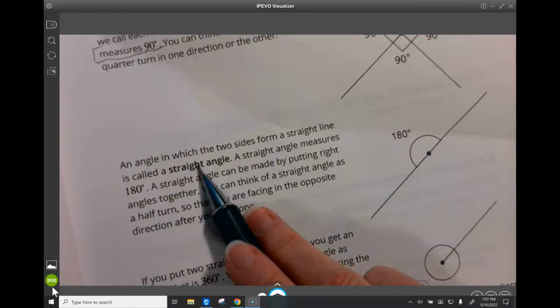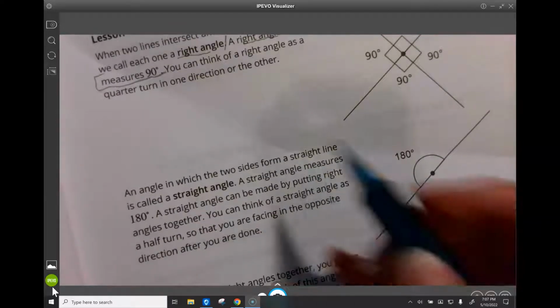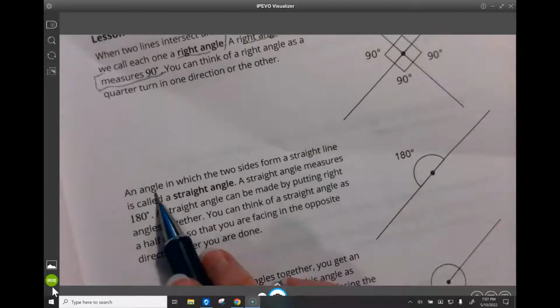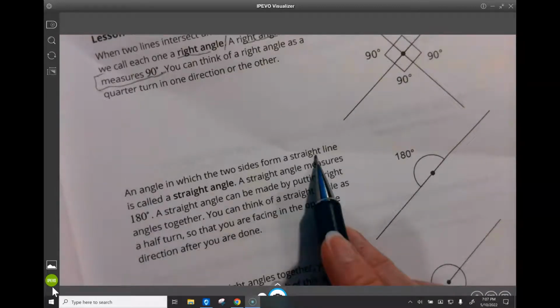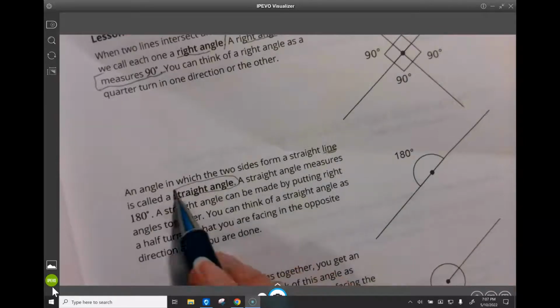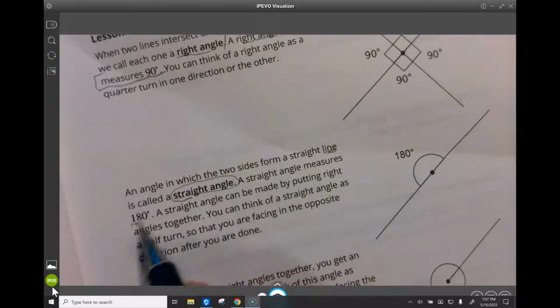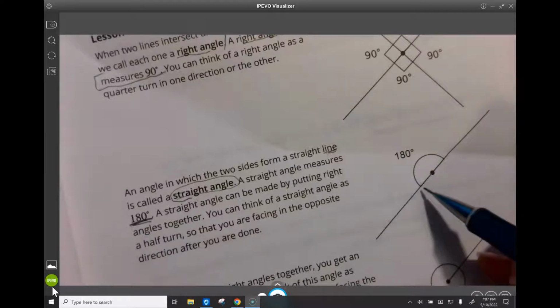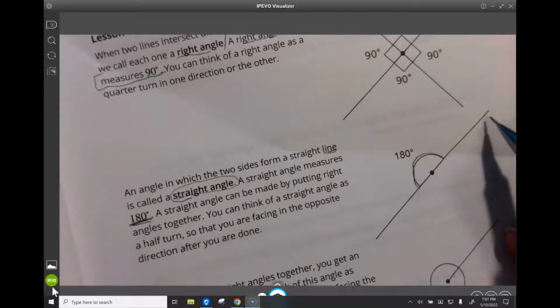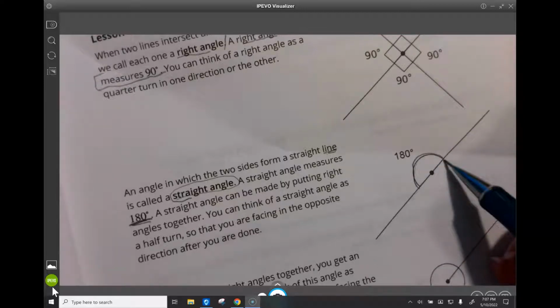An angle in which the two sides form a straight line is called a straight angle. So a line is called a straight angle, and it measures 180 degrees. So this, from here to here, is considered a straight angle. It is on a line, but the angle itself is called a straight angle.